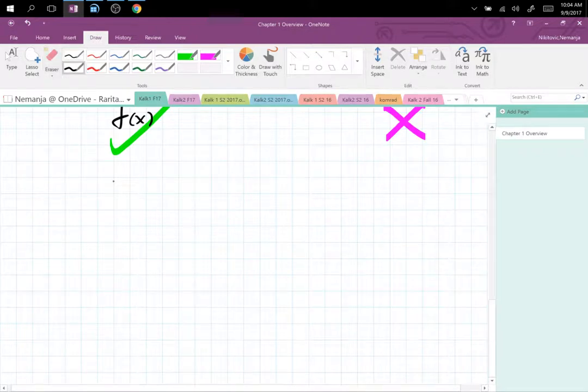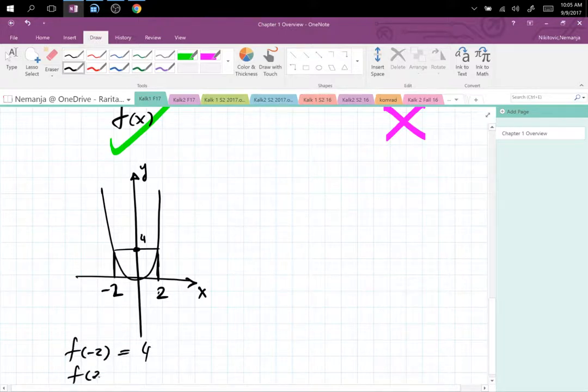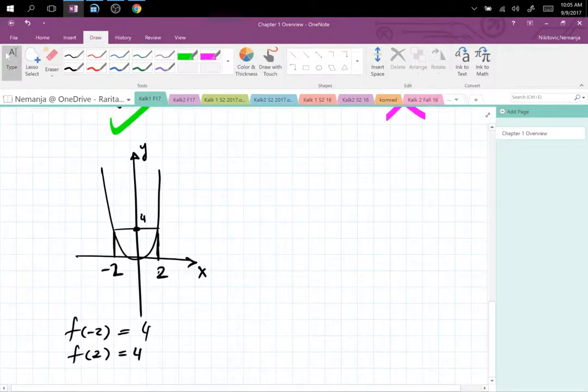y equals x squared is a polynomial function. And if you think about this, let's go with 2. Negative 2 and positive 2 both produce positive 4. And that is okay. That's a function. So f of negative 2 is 4 and f of 2 is 4. It is okay to have that situation.